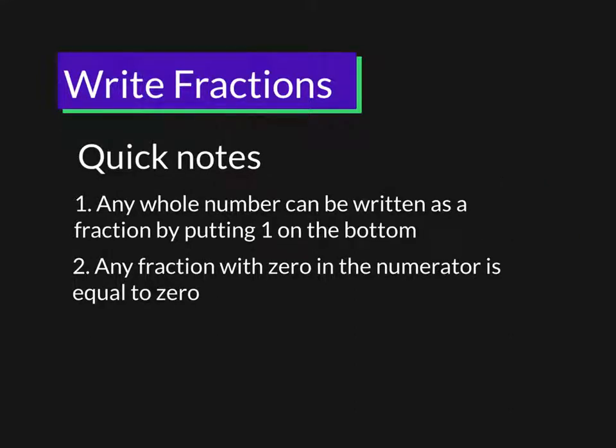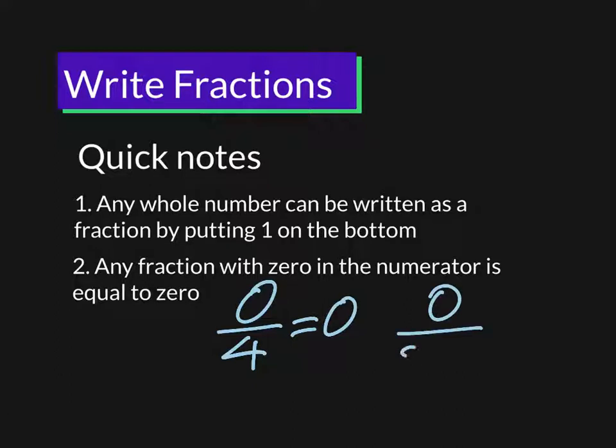Second, any fraction with 0 in the numerator is equal to 0. So for example, 0/4, or zero fourths, is 0. But also 0/526, that's also 0.